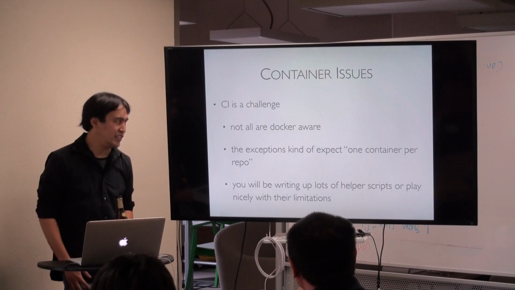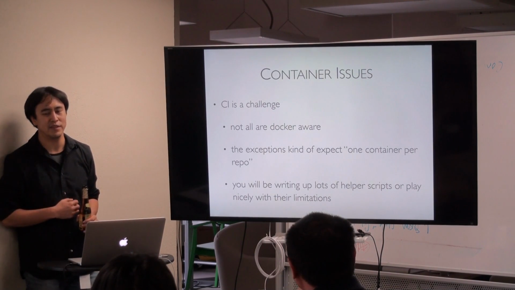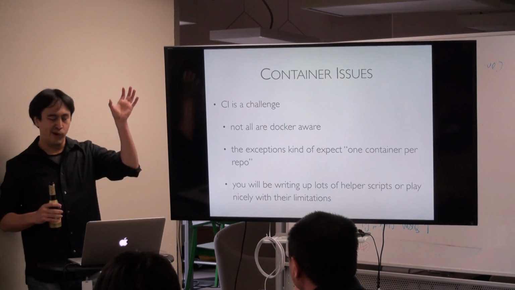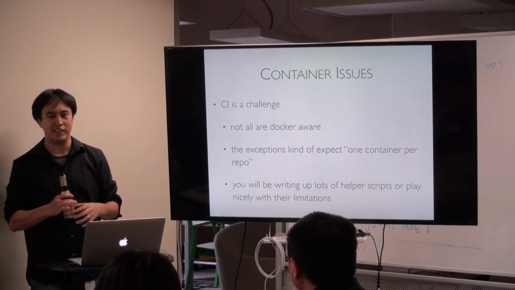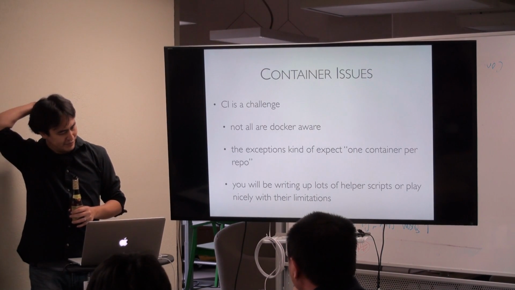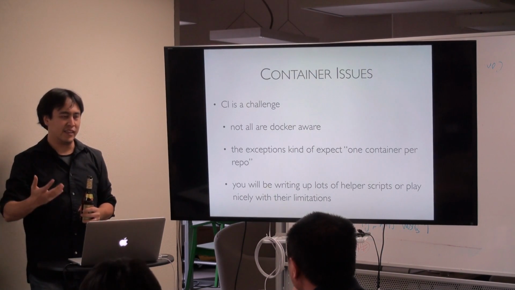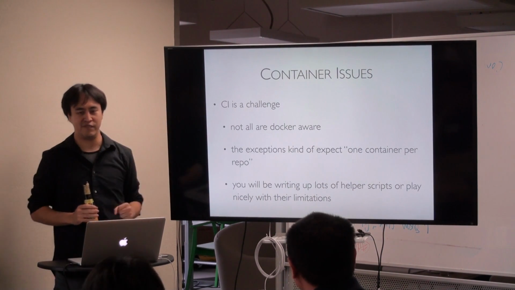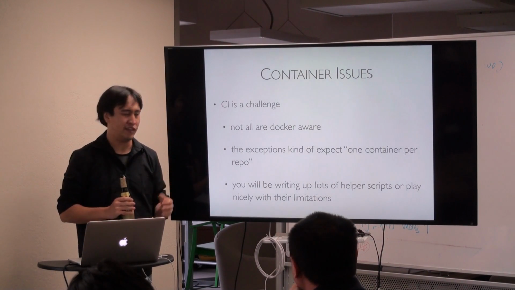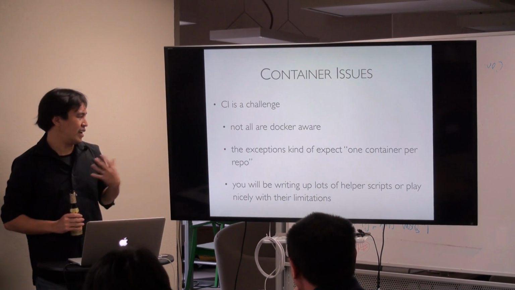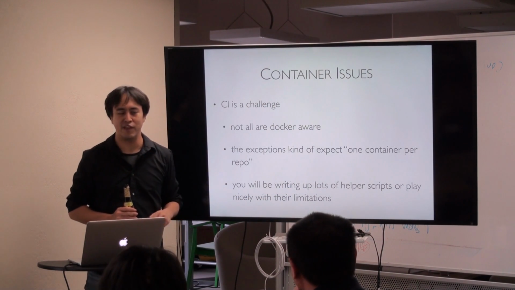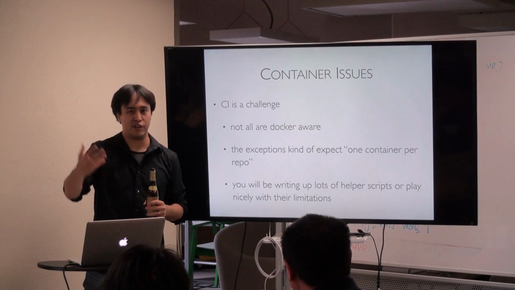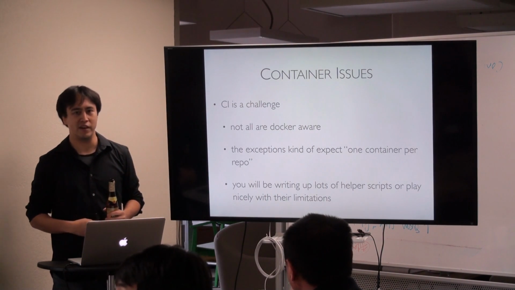Container issues. Continuous integration is a challenge. Not all CI systems are Docker aware. The ones that are expect you to play by their rules, like one container per repo. It's not ideal. I think the pace of container technology has progressed beyond what the CI vendors and the open source solutions have done. But it's not terrible. You can make it work, but you're either writing a ton of helper scripts or playing nicely with their worldview and their implementations. So there are a couple of different trade-offs there.